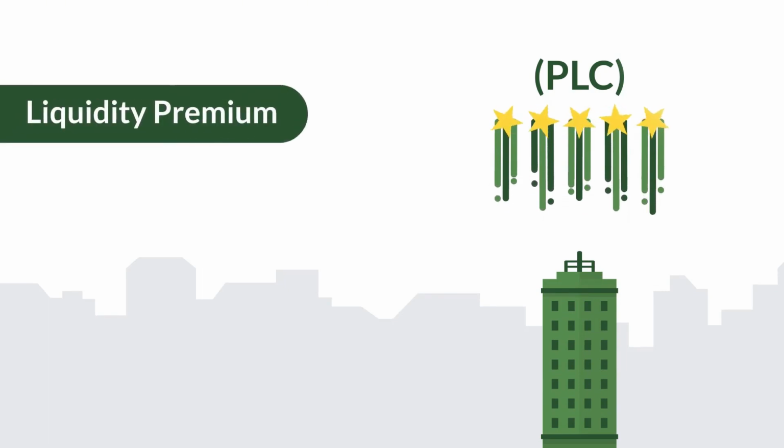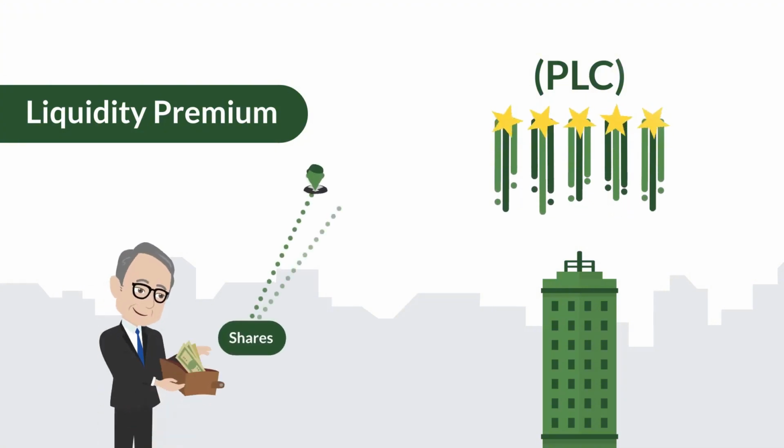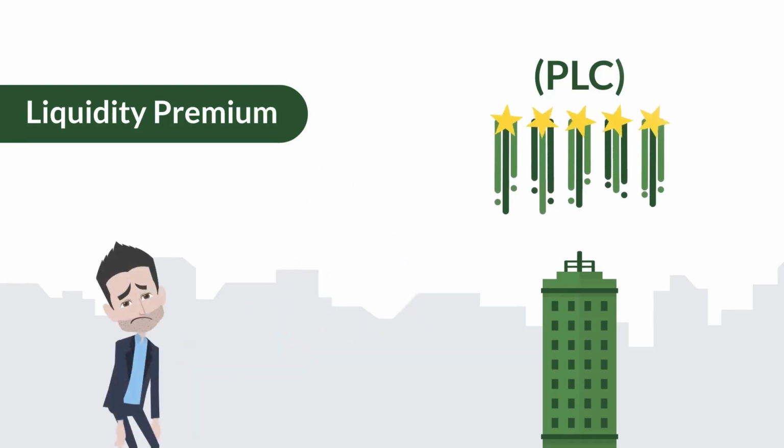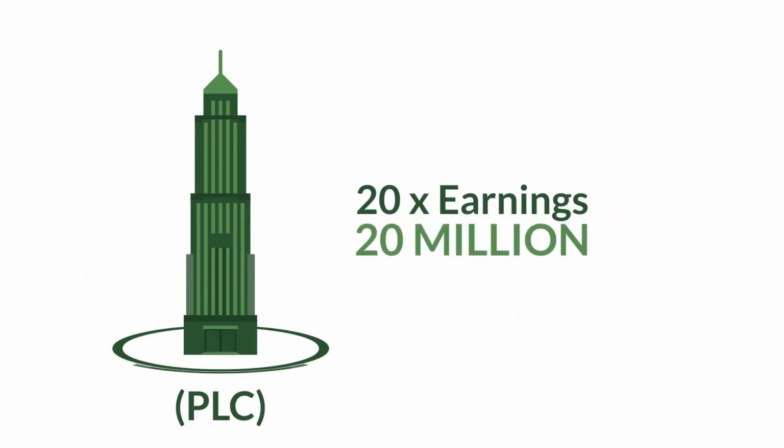But valuations of PLCs are much more than that of small businesses for several reasons, including what is known as the liquidity premium. Investors will pay a premium to be able to quickly and easily sell their shares, something that is not possible if you own private shares. In our example, our PLC is trading at 20 times earnings, so is valued at 20 million.